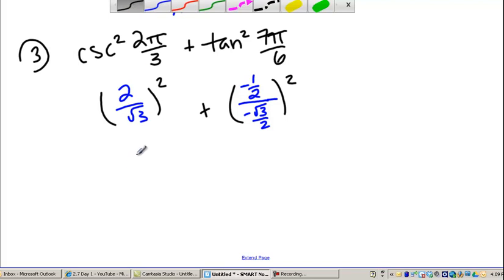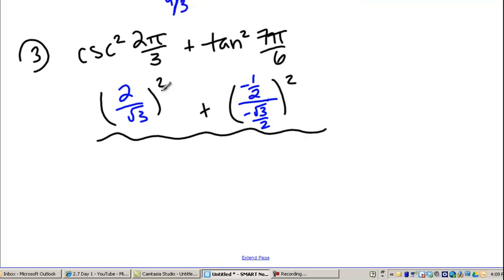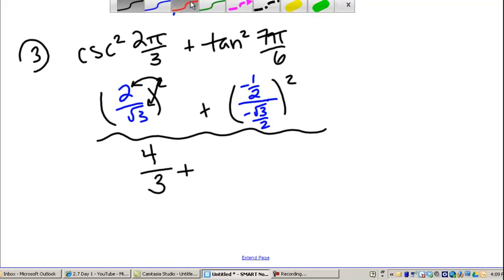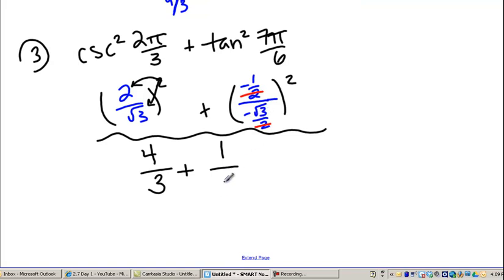Okay, now we're just going to square. So you square the top and you got to square the bottom. So we got 4 over 3 plus... Okay, save some time. It might help. Those 2's cancel because you're dividing both of them by 2. Oh, there's the bell. Negative 1 squared is 1. Negative square root of 3 squared is positive 3. So our answer is 5/3. Okay?